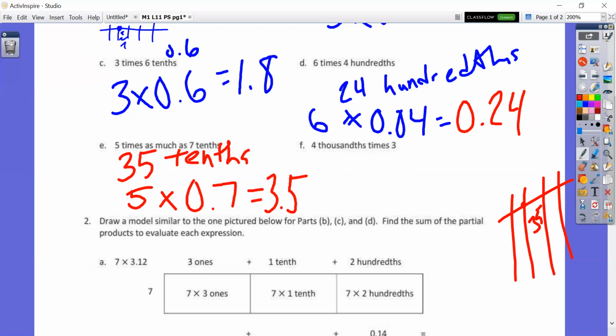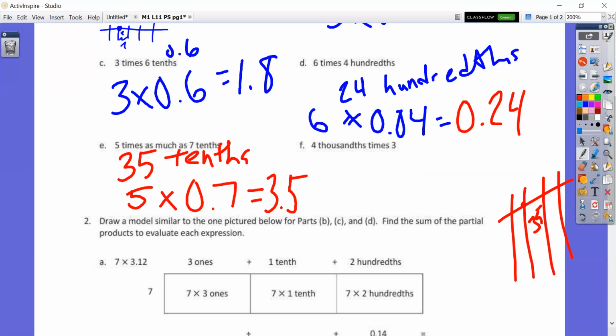5 thousandths times 3. Okay, so they're doing it a little backwards. They're saying there's 5 thousandths groups of 3. So we can just do this the same way. Let me just double check to make sure I don't mess you guys up. Wow, Mr. Briggs, I can't even find it on my paper. There it is.